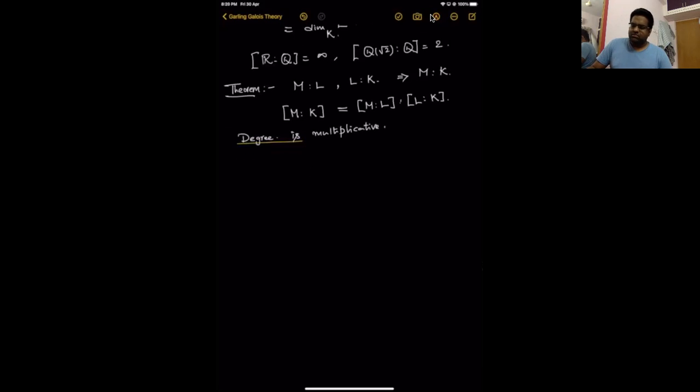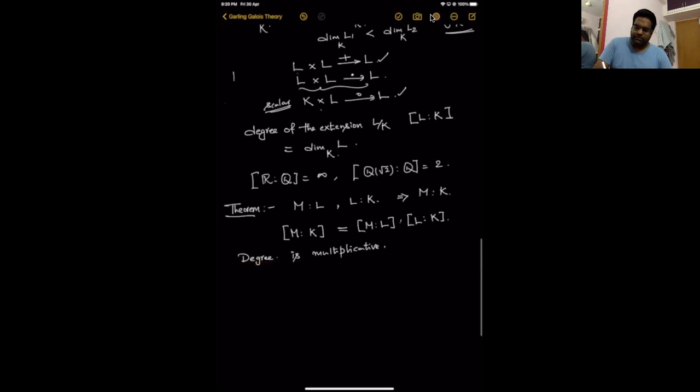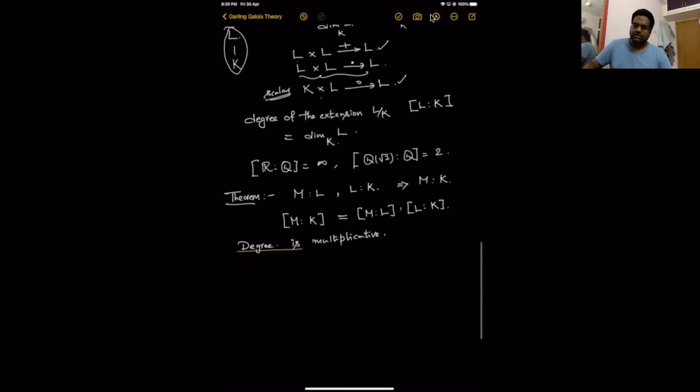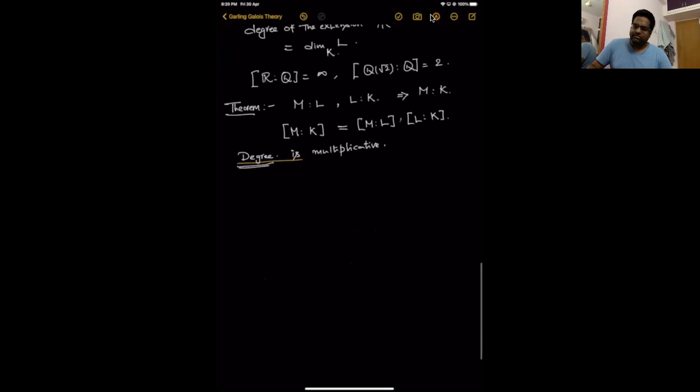So the main aim of this course is to study the following. Given a field K and an extension, you want to study this extension. For example, you want to ask questions like what are all the subfields of L over K? In order to study all those things, the first notion we have is the degree, and this degree behaves quite nicely.